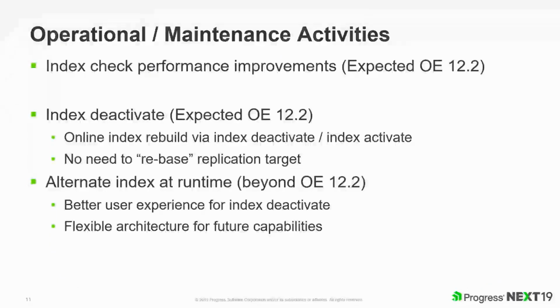Other operational maintenance things that we're going to implement and roll out to support our 5.9s will be coming after 12.1. Plan for 12.2, end of the year. Index check performance improvements. The ability to do an index rebuild online. So we're going to do this through an index deactivate option. It will allow you to deactivate the index while your application is running, and then we can index activate that index, which will basically rebuild it and then put it back online for you.